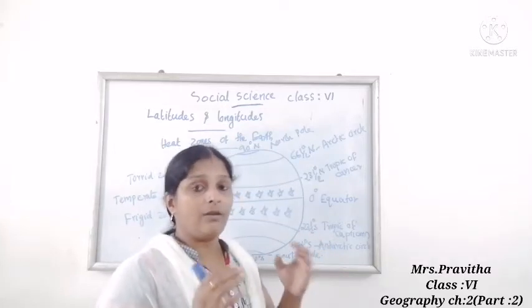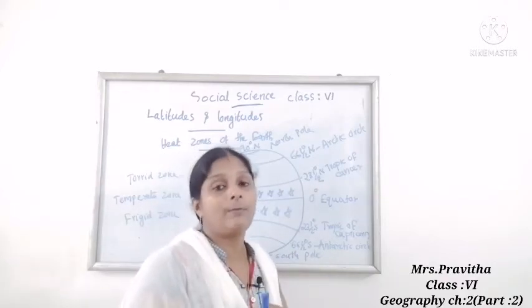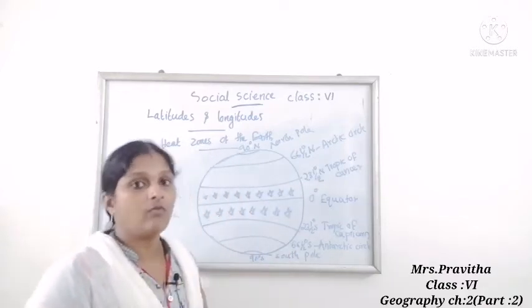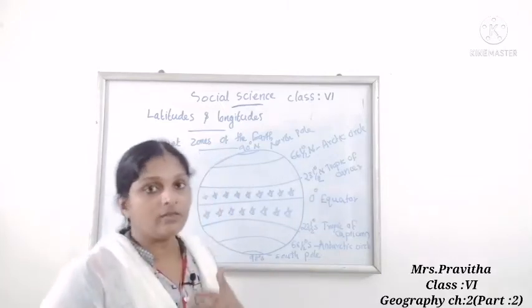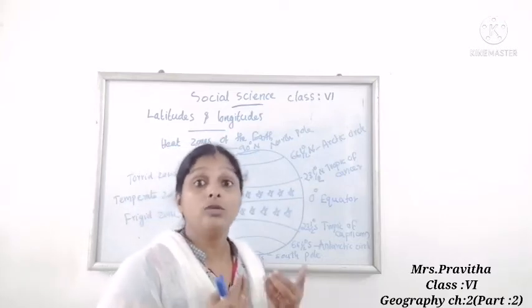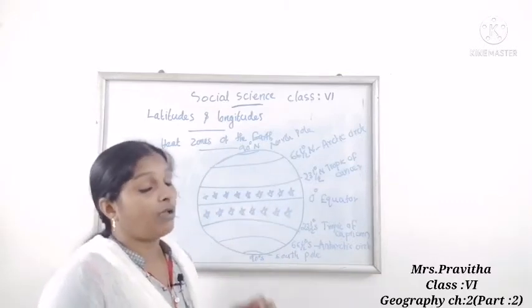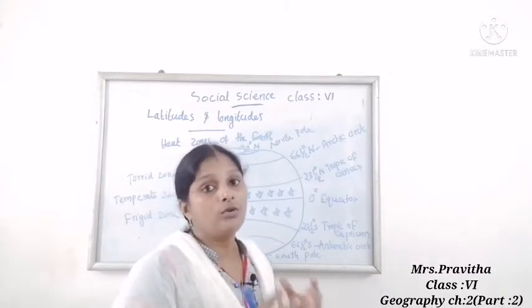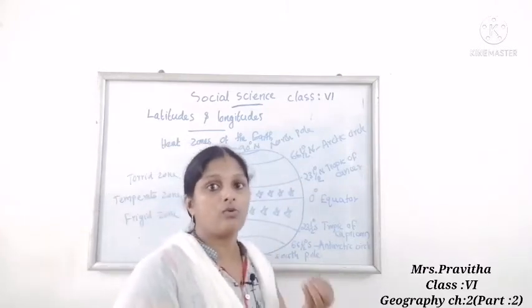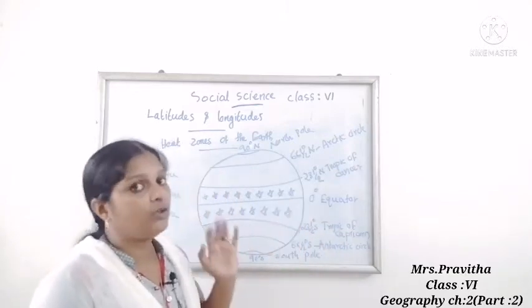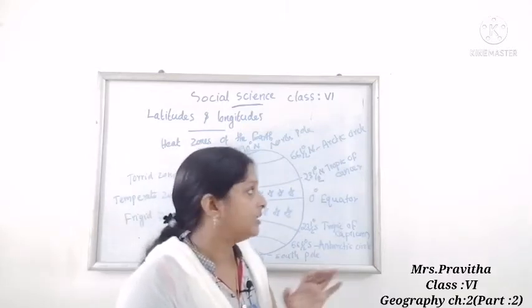Due to the heat, what will happen? Water from the ocean will evaporate and change into water vapor. Water vapor changes into clouds, and the clouds condense and fall on the earth in the form of rainfall. So this region has frequent rainfall. Due to the extreme heat, evaporation happens and it changes into clouds, and this region has frequent rainfall. So the climatic condition of this region will be moderate. I think you got it.